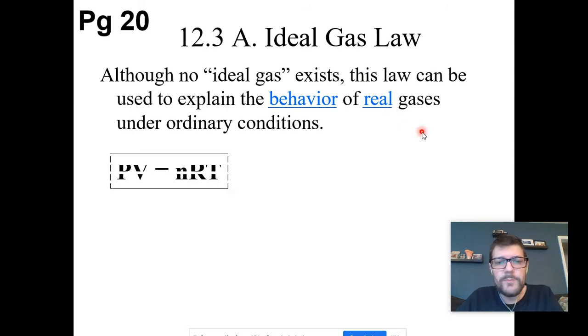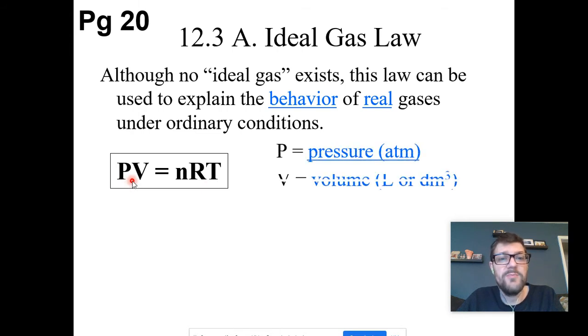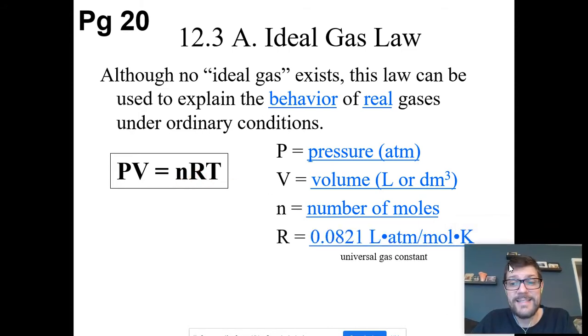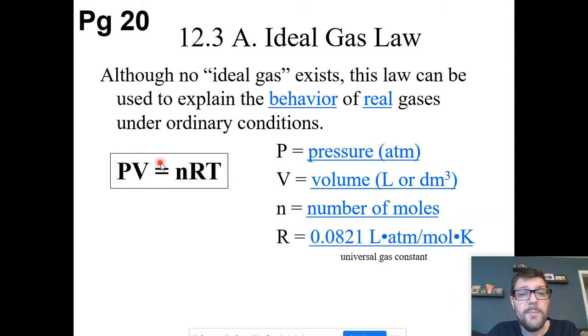So when we're looking at an ideal gas, it follows this general equation, PV equals nRT. Now, what does that mean? What it means is that if you multiply the pressure and the volume, it's going to equal the number of moles you have multiplied by R, which is a gas constant, multiplied by the temperature in Kelvin.